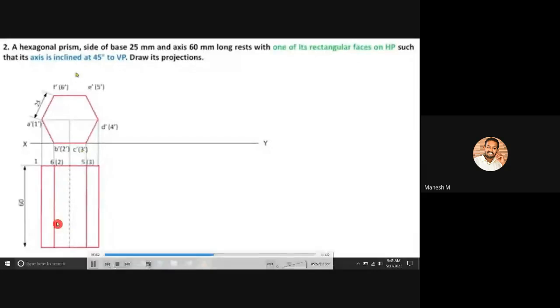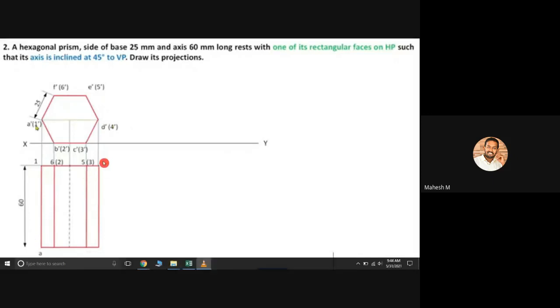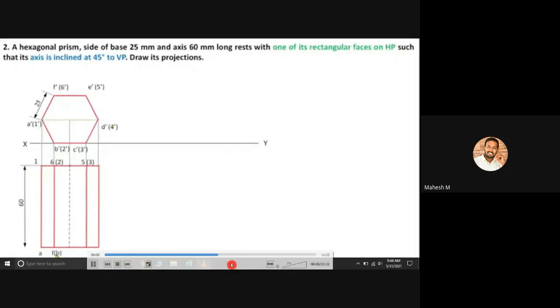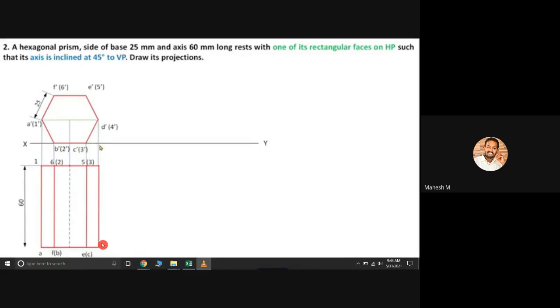Here this is our bottom surface, so you have to highlight it and notate this bottom surface with numbers. This is our top surface, so you have to notate this surface with letters.